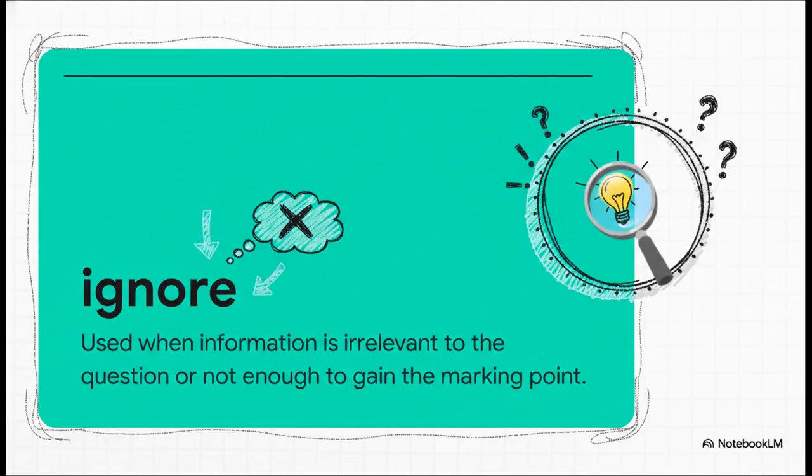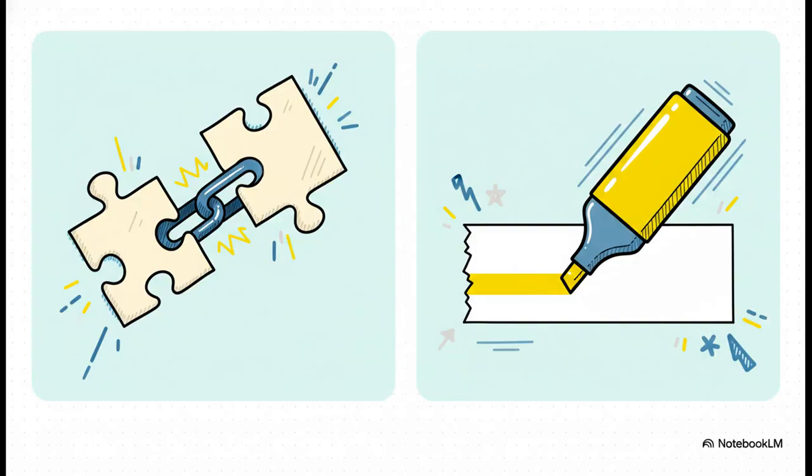All right, next up is ignore. Now this one sounds a bit harsh, but it's actually not a bad thing. It just means you've written some extra stuff that's, well, irrelevant. It's not wrong, so you don't lose any marks for it, but it's not getting you any marks either. It's like a little nudge from the examiner saying, okay, that's nice, but you need to add the key information to score here.